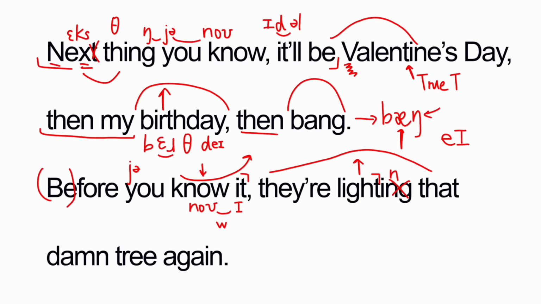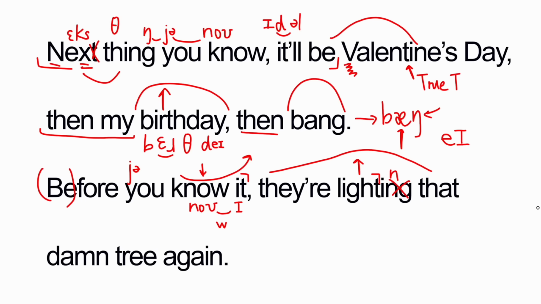They are. They're. Unstressed, low in pitch. They're lighting that damn tree again. They're lighten that. The word that just falls away from the stressed syllable light. It's got a stop T. Lighten that. They're lighting that damn tree again.